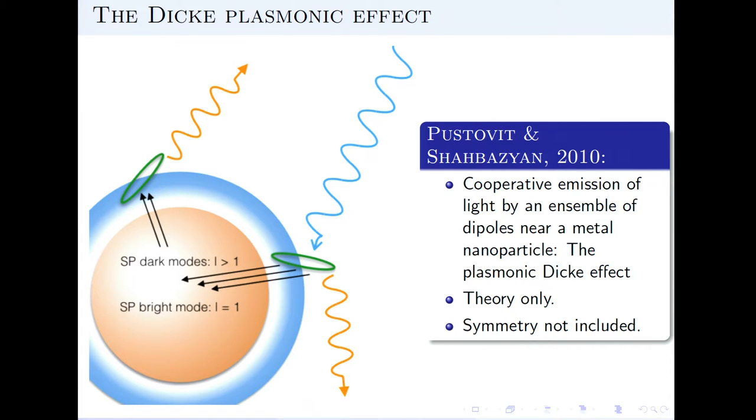Interestingly, it just took off in 2010 with theoretical considerations that describe what I just said. There is Tigran Shahbazyan, who published a paper in 2010, and since then there is quite a bit of theory, but it is still only theory, no experiments, for the plasmonic decay effect, so superradiance, and the symmetry has not been included in any of these.